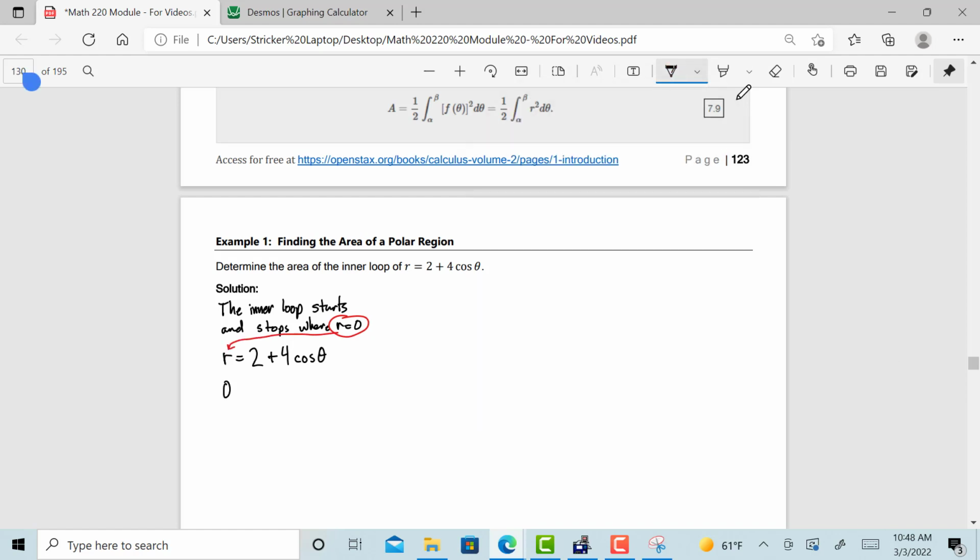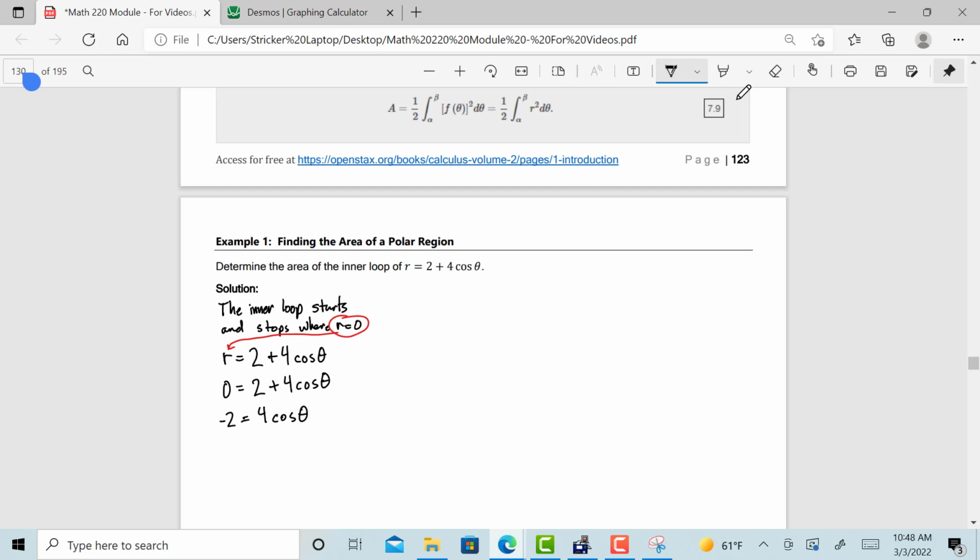So we have 0 equals 2 plus 4 cosine theta, and this is going to tell us, if we solve for theta, the angles where that's going to happen. So this is where trig comes in. If you haven't noticed yet, there's quite a bit of trig in this chapter. So we want to subtract 2 to the other side. We have negative 2 equals 4 cosine of theta.